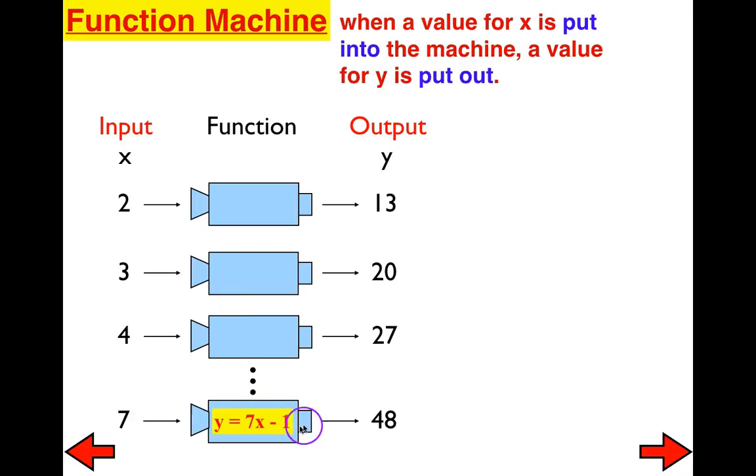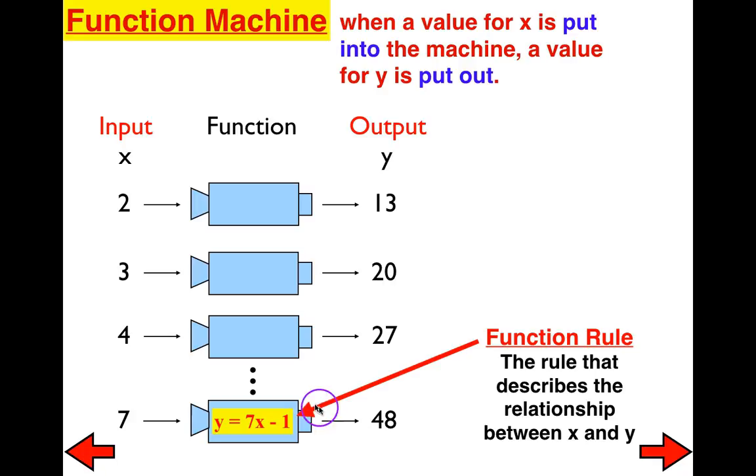So it's going to be y equals 7x minus 1. This is what we refer to as the function rule. Okay, the rule describes the relationship between x and y. So here, in other words, you're getting y, your output, by taking 7, multiplying it by the input, and then subtracting 1. So for example, 7 times 7 is 49, minus 1 is what's going to give you 48.